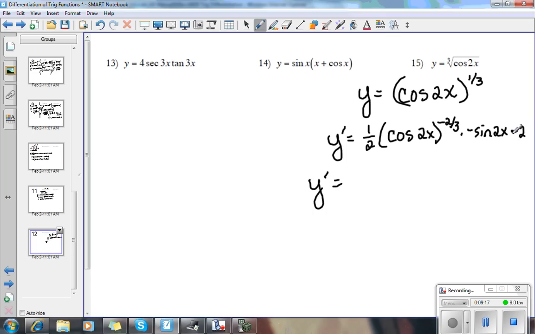So the 1/3 and the 2 cancel. I'm going to have a negative sine 2x over, and this is going to be the cube root, and we're going to have cosine squared 2x. Okay, 2/3 power, 3 is the root, 2 is the power. Since it's negative, it's in the denominator. And that is our derivative, and that takes care of it.